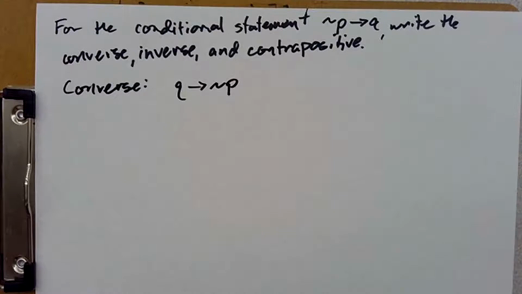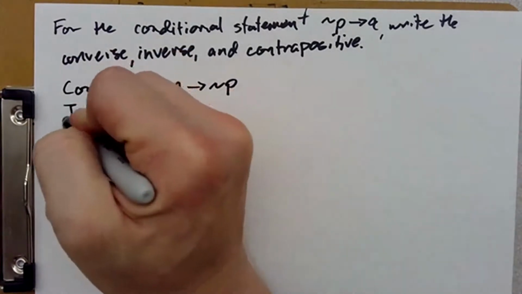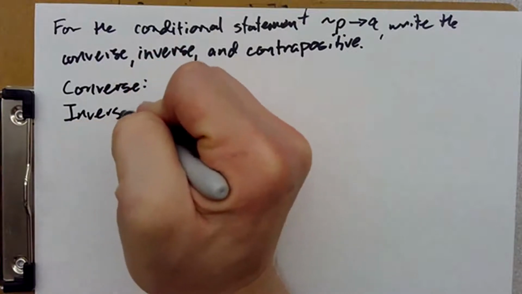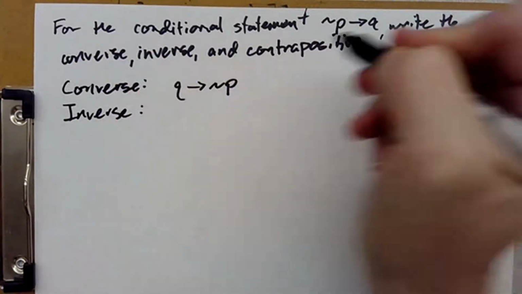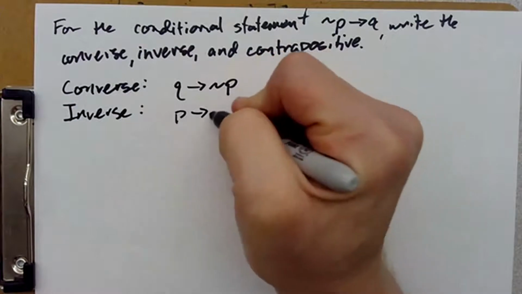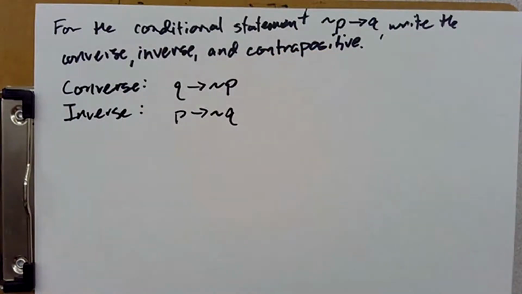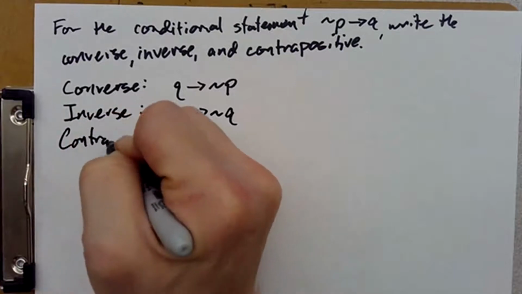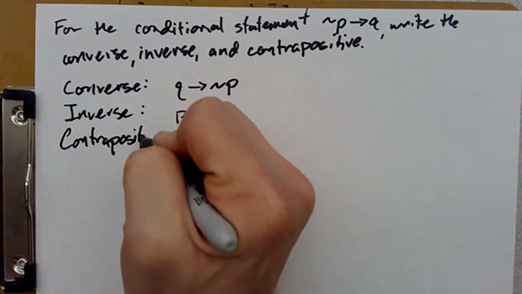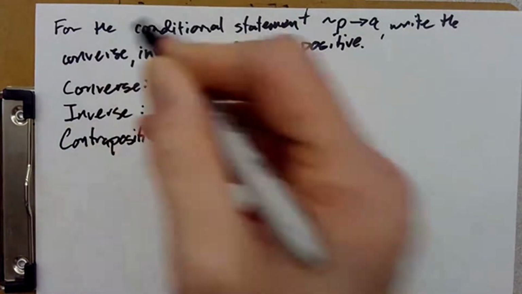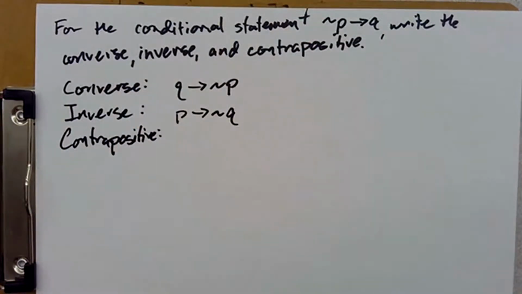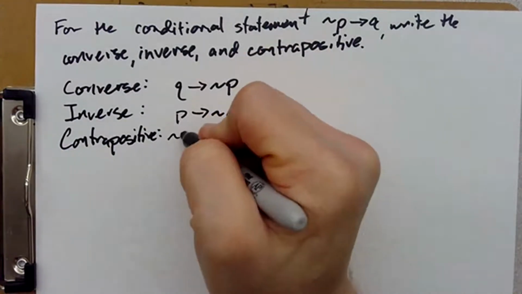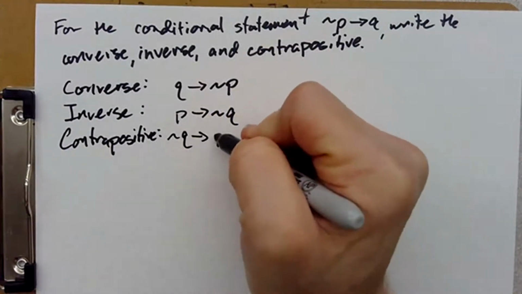The inverse is the negation of each term of the statement separately. So that's going to be P implies not Q. And finally, the contrapositive is the combination of converse and inverse. So we negate both statements and then exchange them to get not Q implies P.